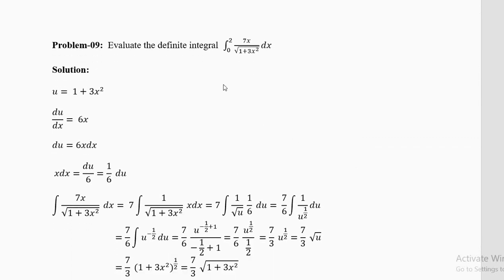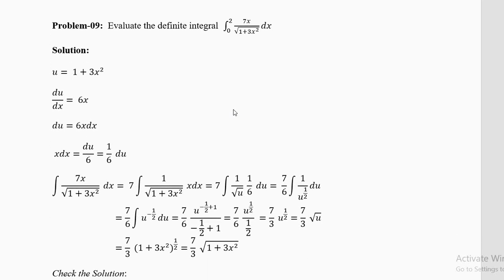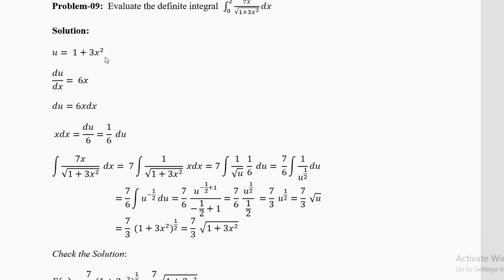Problem number 9. Evaluate the definite integral from 0 to 2 of 7x over the square root of 1 plus 3x squared dx. Now this integration cannot be done directly. You have to do integration by substitution. Just like topic 3, u equals 1 plus 3x squared, du by dx equals 6x, du equals 6x dx, x dx equals du by 6, which is 1 by 6 du.